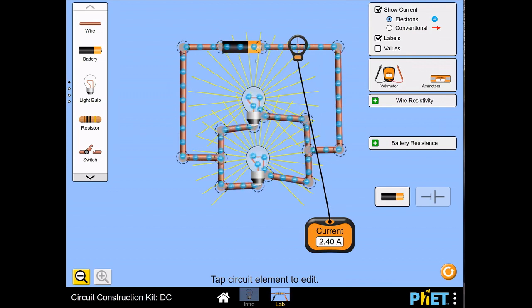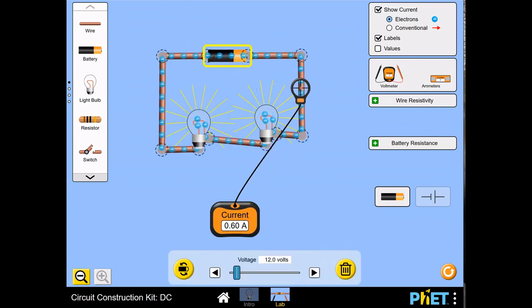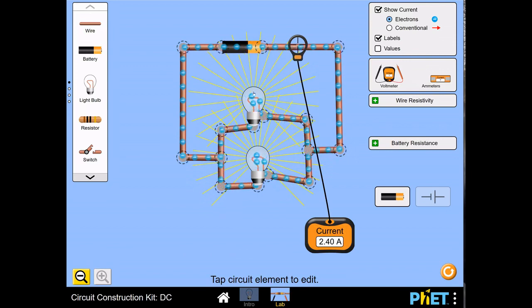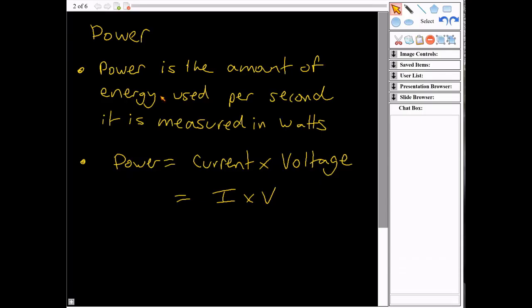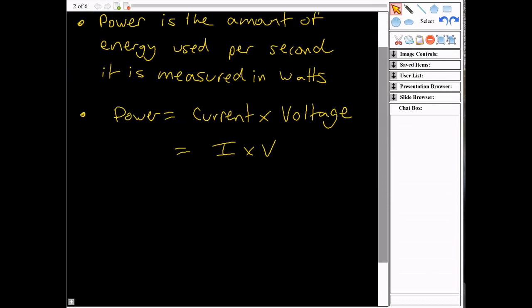So therefore, the power would be much greater in this circuit because it would be 12 multiplied by 2.4 instead of 12 multiplied by 0.6 as in this circuit. In this circuit, my two lamps are dim because they're low power, whereas in this circuit, my two lamps are bright because they're high power. So the battery, if it was a real battery, would go flat much, much quicker in this circuit because the power used is much greater. So power is current multiplied by voltage, and we can use that to help us work things out in various questions.